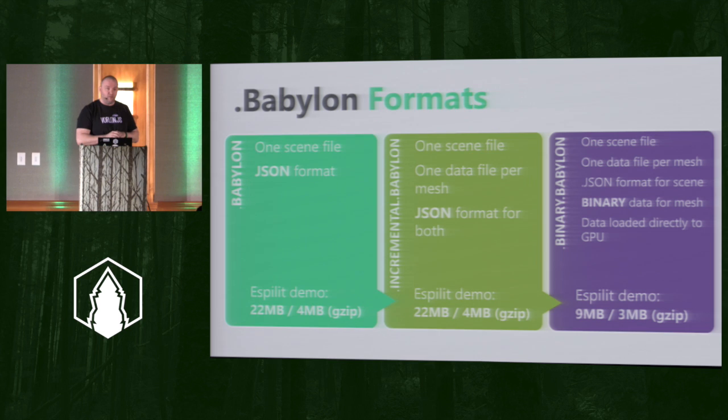And we also support binary, meaning that the main Babylon file, the skeleton, will still remain in JSON, but all 3D assets, all the geometries will be packed inside binary format. So the final scene can move, depending on what you want to do, from 22 megabytes to 9 megabytes. And with JZip, it's just 3 megabytes.